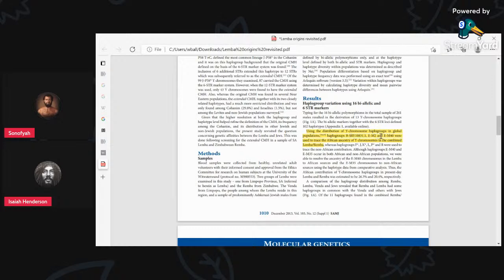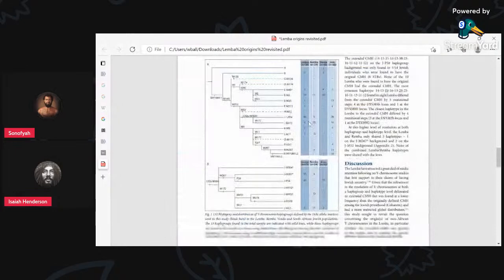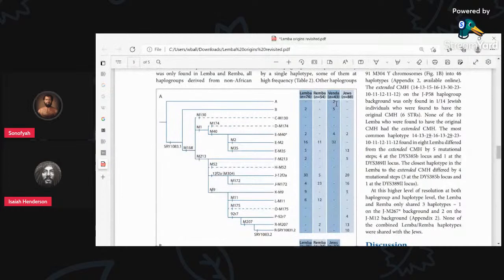But they also have haplogroups F, J, K, L, P, and R that were used to trace the non-African contribution amongst the Lemba. And right here it says the EM35 chromosomes were used as a non-African source within this population. So they counted one of the E1B1B lineages as, you could say, an Arabian source as opposed to African. Looking at the chart right here, we can see clearly that they are a highly mixed population. We see EM40, like we said already, right here.